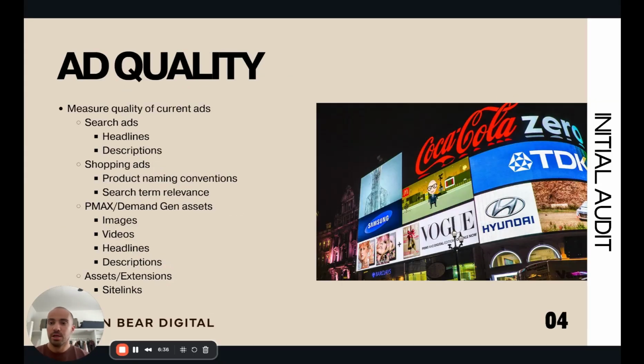And finally, ad quality. You want to make sure that the quality of your current ads is good. At the end of the day, you're going to have to look at your search ads, which is the headlines and descriptions, your shopping ads, which is the product naming convention and the search term relevance, PMAX and demand gen. So essentially images, videos, headlines, descriptions, basically a bundle of everything. And then also your assets and extensions. So basically site links and obviously at times also your promotions for your e-commerce brands.